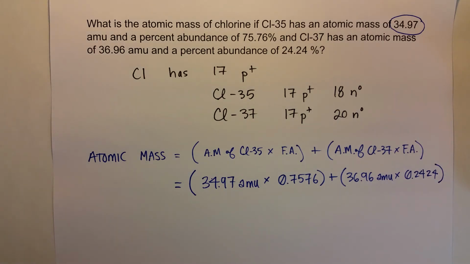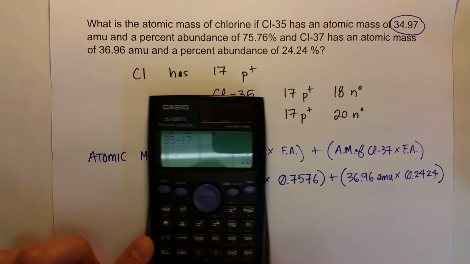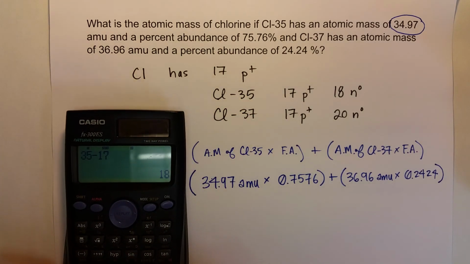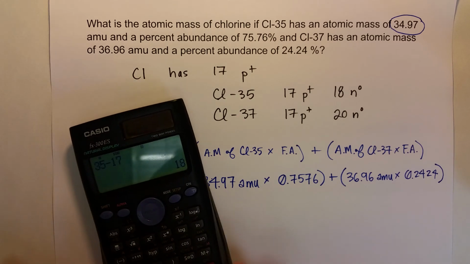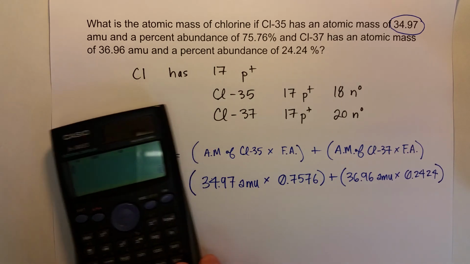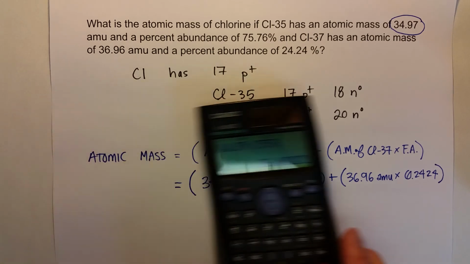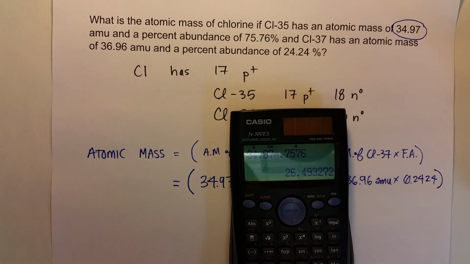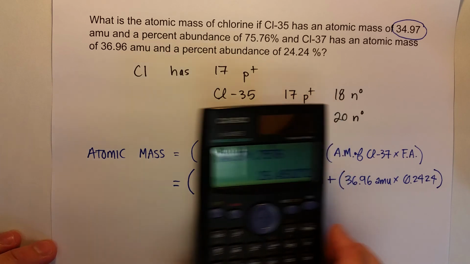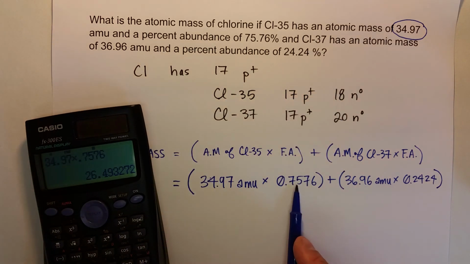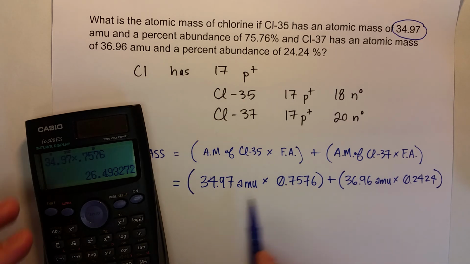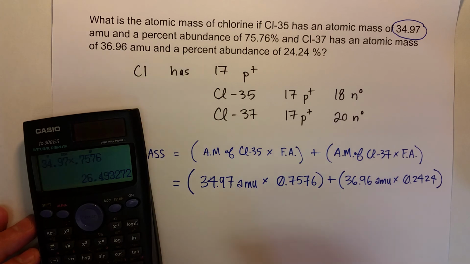Okay, so let's start doing this problem. Got our calculator, a little bit of glare on it, but hopefully this will come out in the video. The first value I'm going to do first, 34.97 times 0.7576. That's going to give me an atomic mass of 26.493272. And of course we have to think about significant figures. Since this is multiplication and division, we're going to use the least number of significant figures from our calculation. And so each value has 4, so we need to report this to 4.